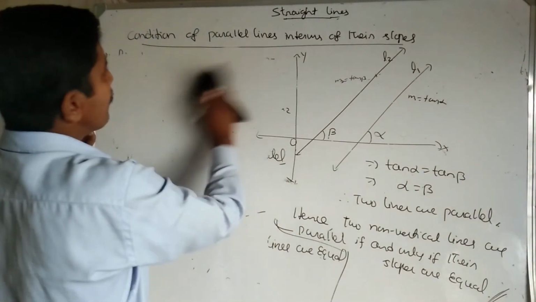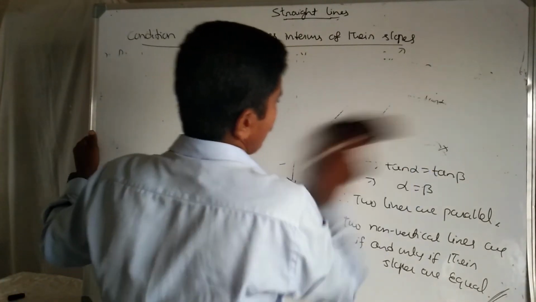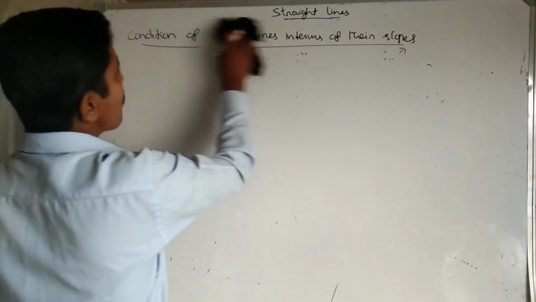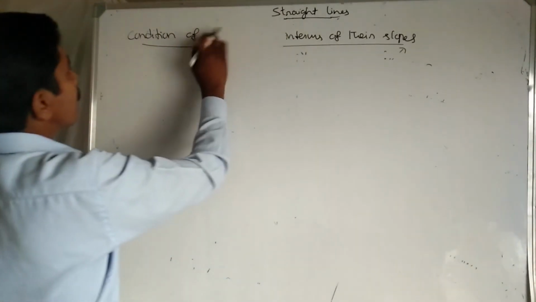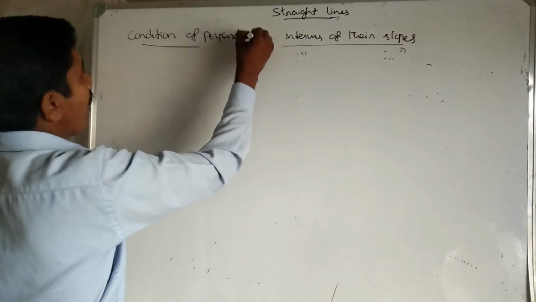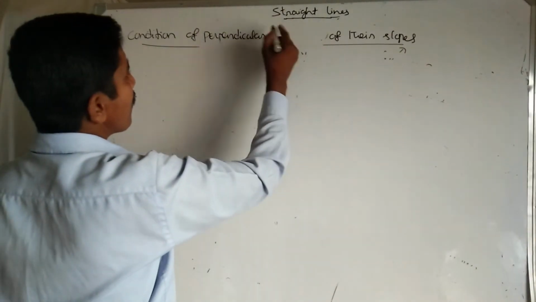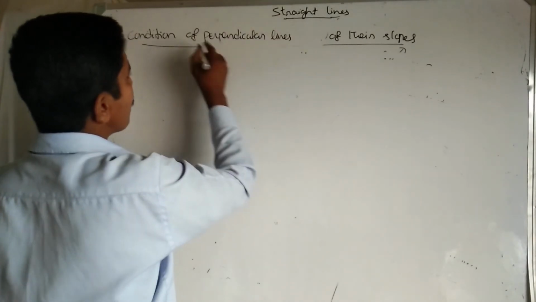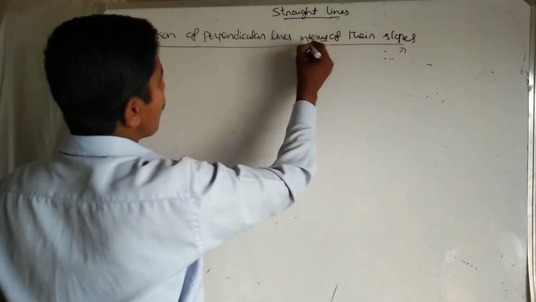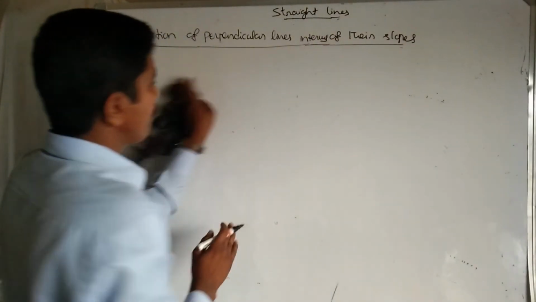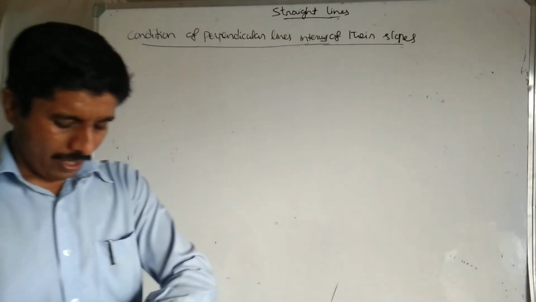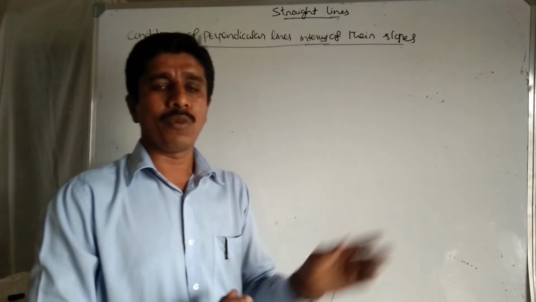So next heading: condition of perpendicular lines in terms of their slopes. Perpendicular lines in terms of their slopes. We shall see this in the next class. This is what I am going to prove.